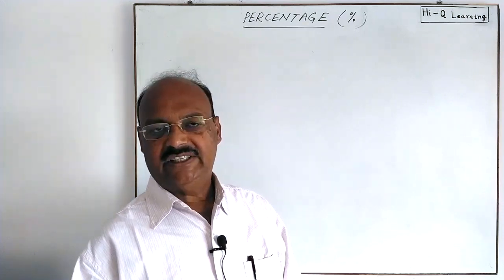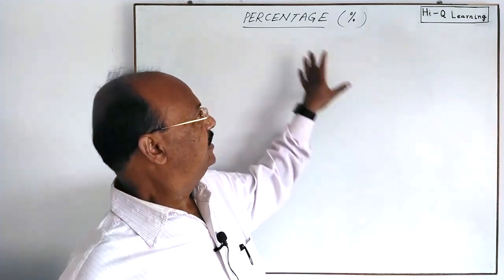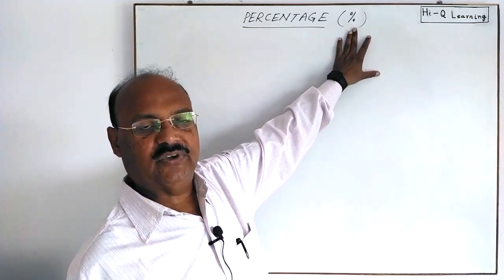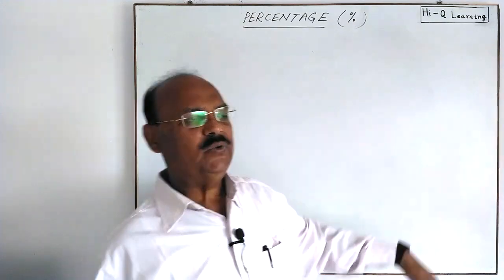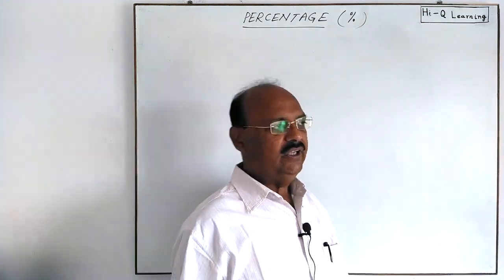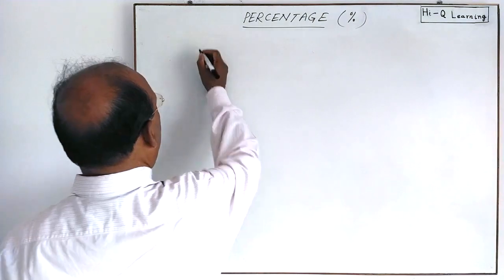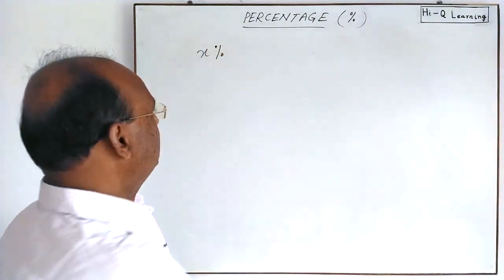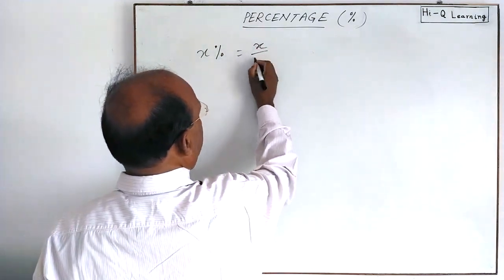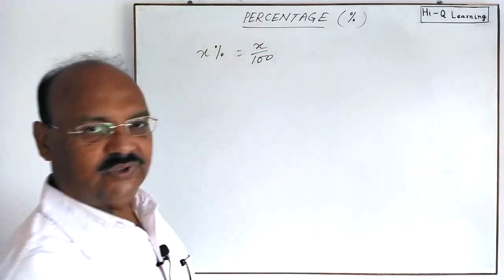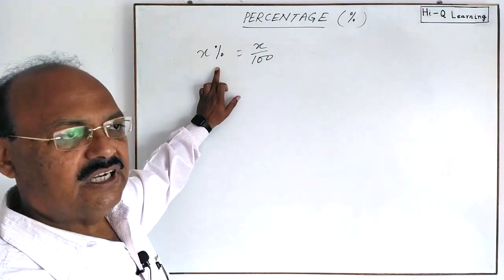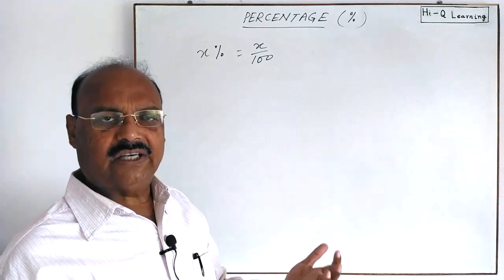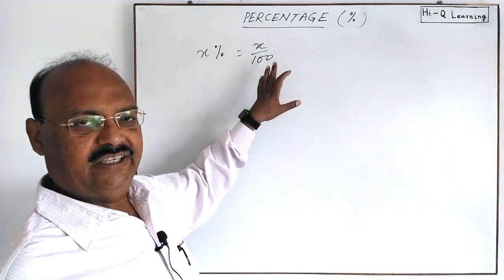What is percentage? As we know, percentage is denoted by this notation, which is known as percentage notation. So let us see how to calculate percentage. Suppose we write x percent. What does it mean? It means x divided by 100. So percentage means 100th part. So x percent means 100th part of x by 100.